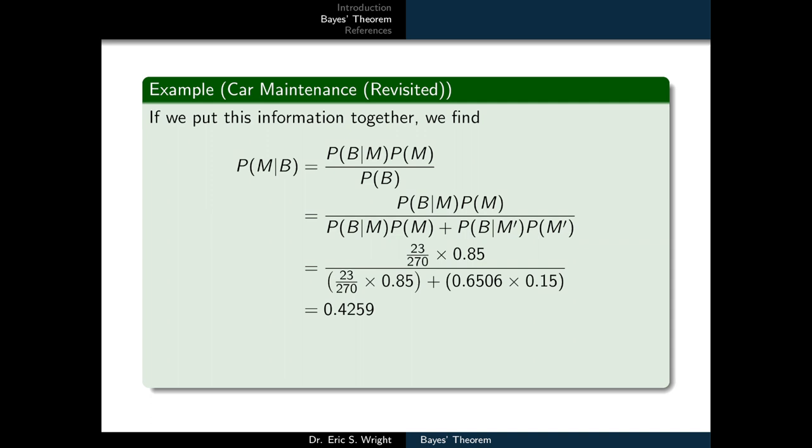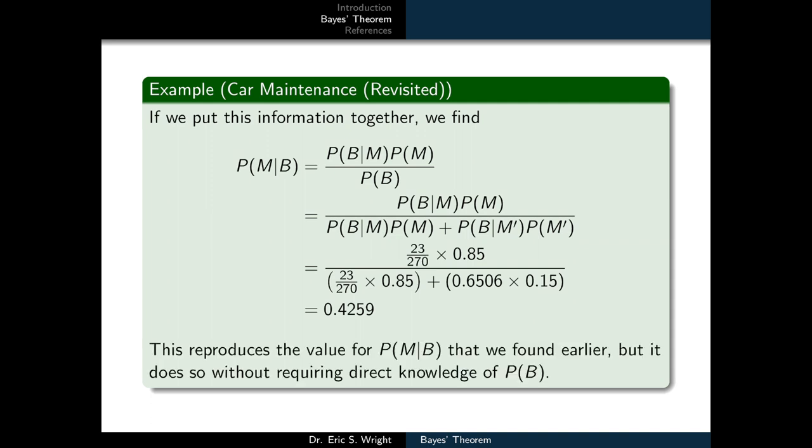This results in the correct value of 0.4259 for the probability of M given B. So we've reproduced the value for P of M given B that we found earlier, but we were able to do so without requiring direct knowledge of P of B.